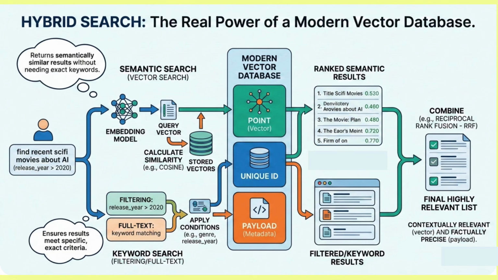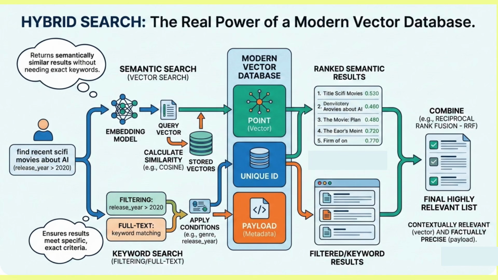For example, you search for the semantic query above, like movies about AI, but filter the results to only include movies where the genre is sci-fi and the release year is greater than 2020. The component used here is the payload or the metadata for the filtering conditions and the unique ID to identify the records that pass the filter.